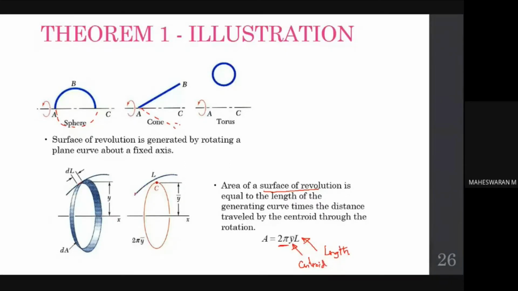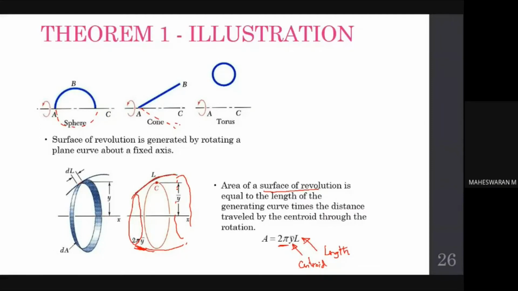For example, if this is my curve, the length of the curve is L, right? And this L is revolving. When it is revolving, what will you get? You will get some shape like this, right? So you are able to see here that you will get a different shape. To identify the area of the surface, it is 2 pi, because it is rotating 360 degrees, into the centroidal distance, from the point to the central axis about which it is rotating, right? Into the length of the line, right? So this is my theorem one, right?